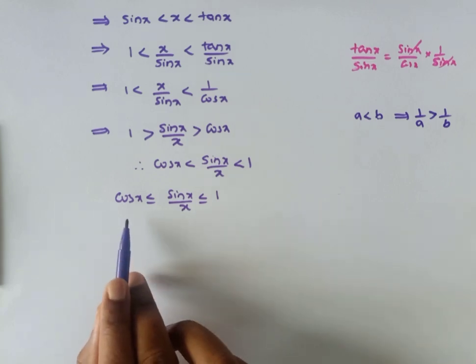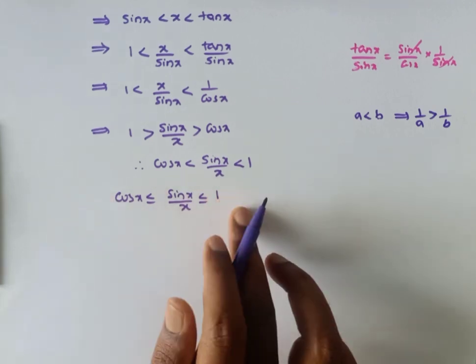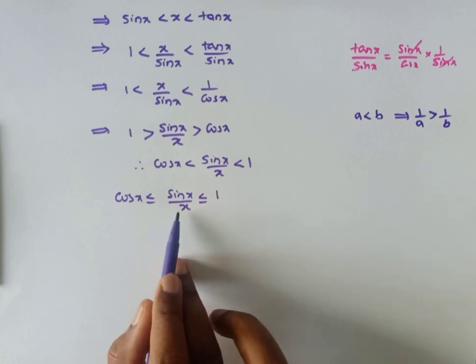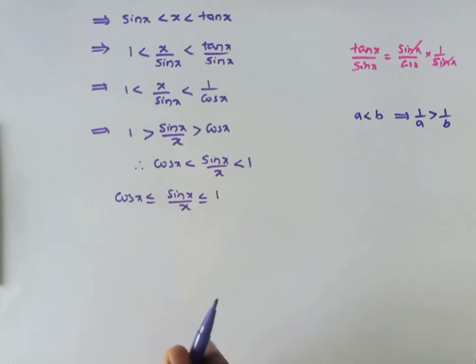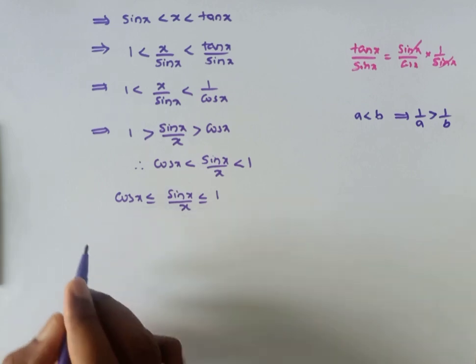right? Now, this is like f of x is less than or equal to g of x is less than or equal to h of x, right? F is less than or equal to g is less than or equal to h. If the limits of f and h are the same at a particular point, then g, that is sin x by x, also has the same limit at that particular point by using the sandwich theorem, right? Now, before that, we need to find the limit for this function and this function.